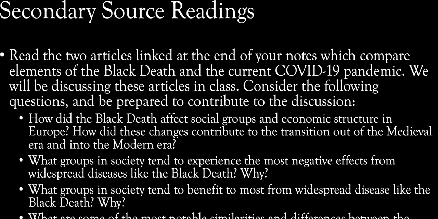Now, once you finish your write-up, I'm going to ask you to do one more thing before class. I would like you to read two secondary source readings. You're going to read the two articles that I have linked at the end of your notes in OneNote, which compare the elements of the Black Death and the current COVID-19 pandemic. We will be discussing these articles in class, so make sure you read them. You don't need to write anything down except maybe a couple notes for your own thoughts and your own recollection, but be prepared to discuss the articles. I will expect that you have read them.